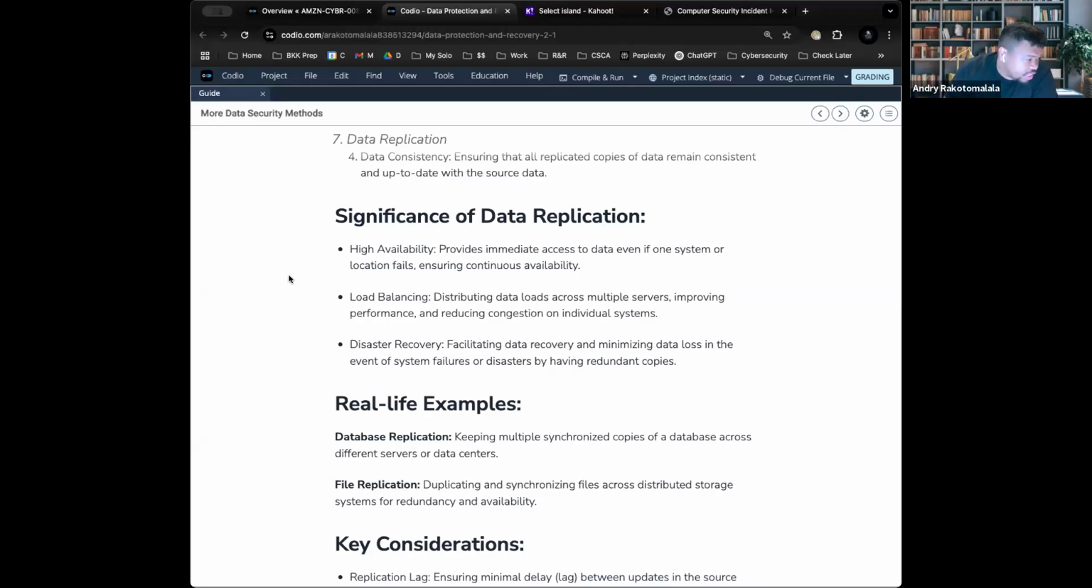Is there some differentiation between data replication and redundancy? Slightly. They're pretty much the same thing. I would call redundancy the blanket statement or the top title statement, and then data replication falls under that. That's a very good question.